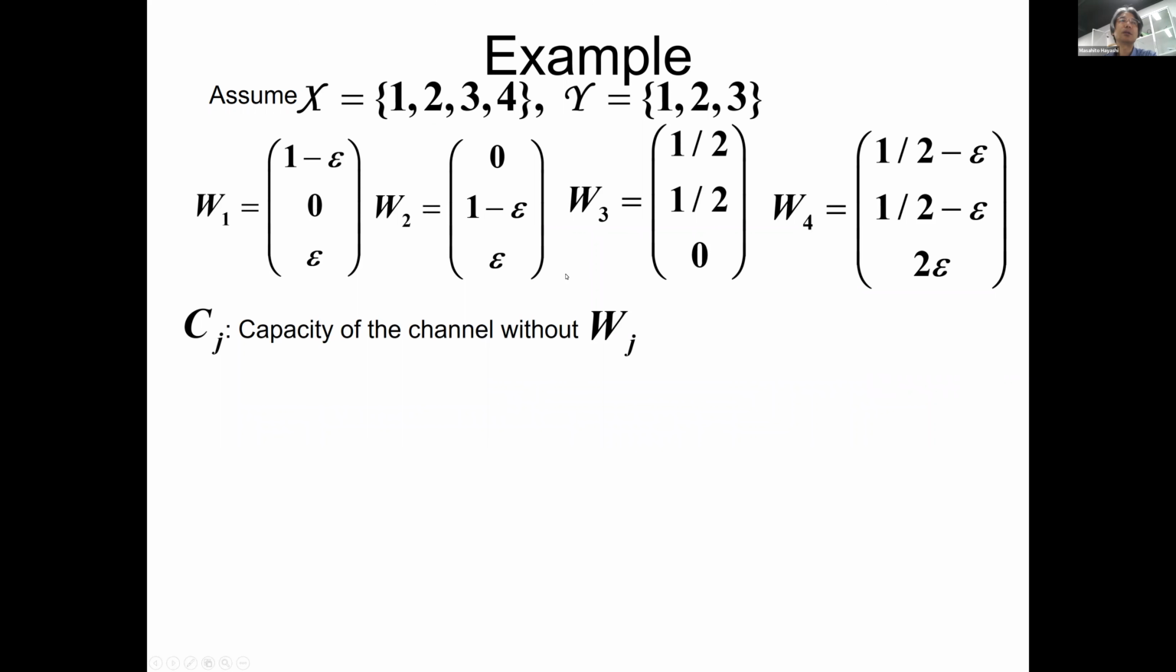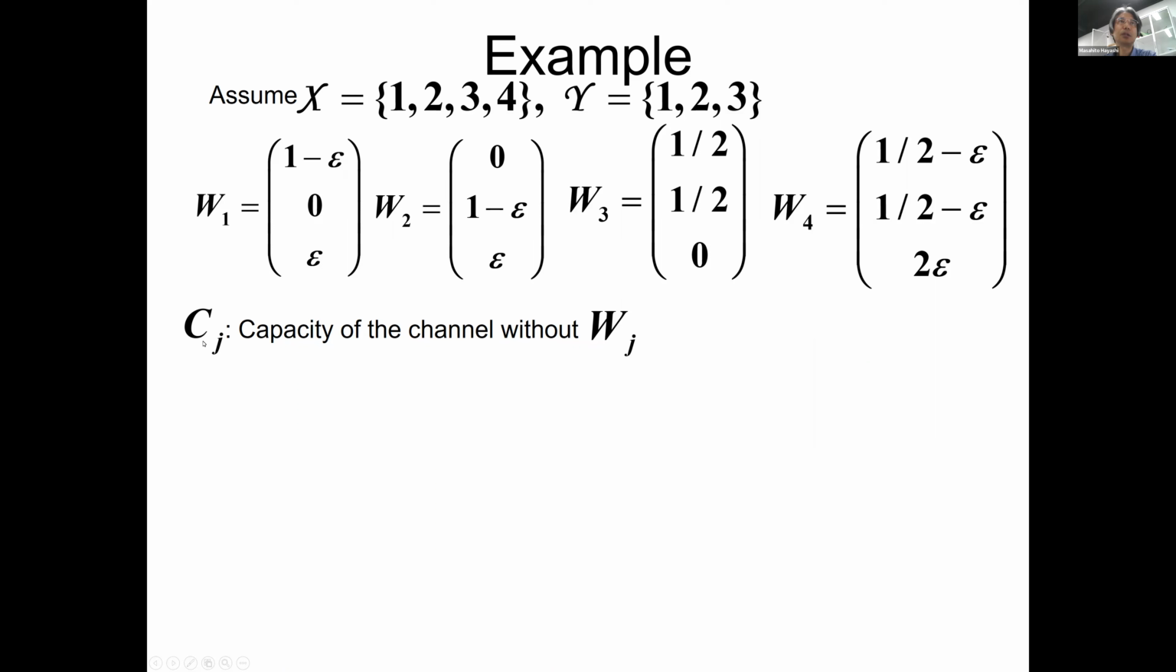Next, we consider the case where the input is 4 elements and the output is 3 elements. We also consider this typical example: W1 is of this form, W2 is of this form, and W3, W4 are this one. And we denote the capacity of the channel without Wj by Cj.